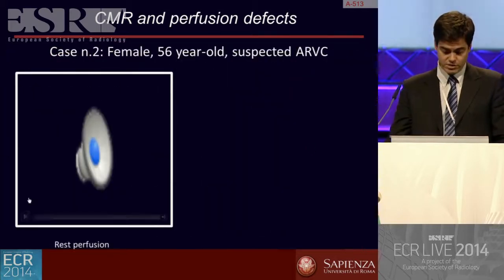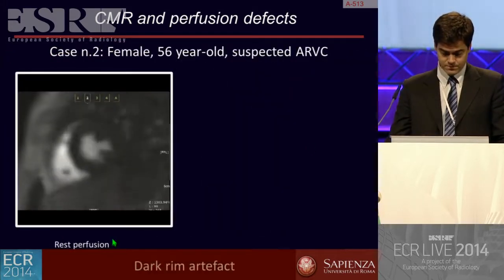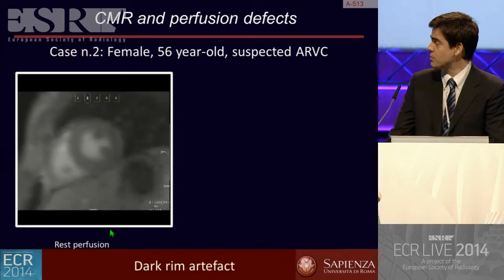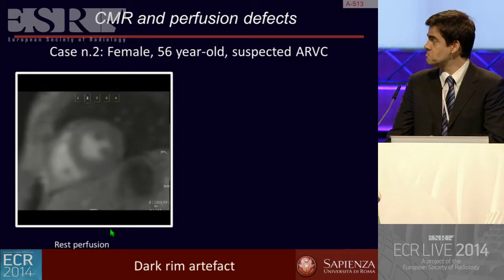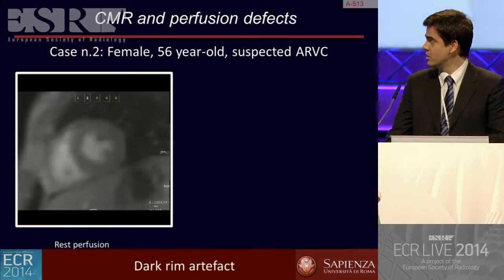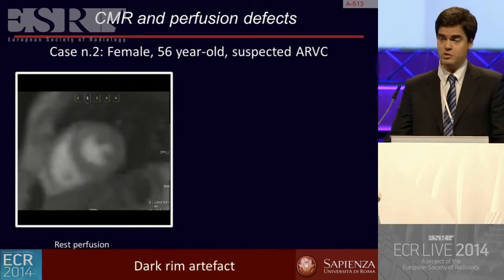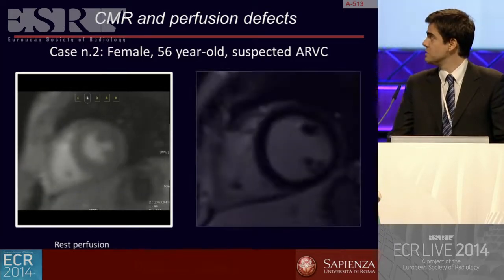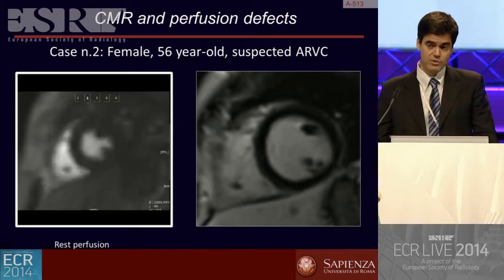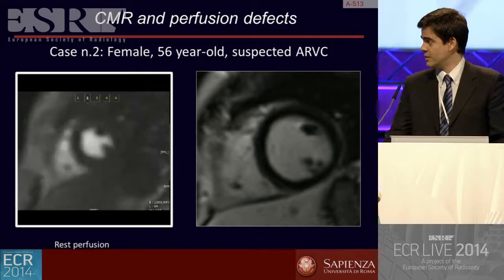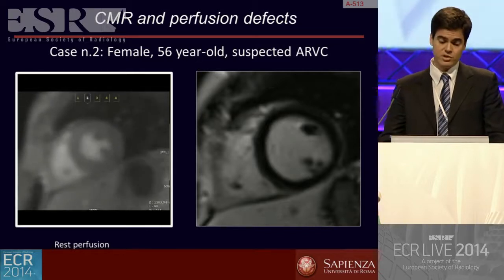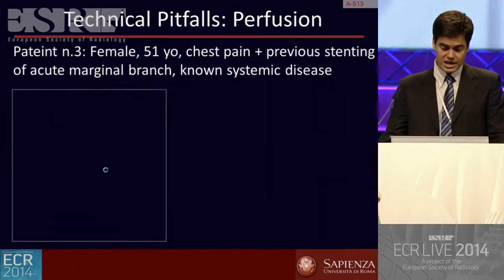So patient number 2 here, it's a dark rim artifact. We were thinking, and we have daily cases like this, of this tiny, subtle, hypointense area located within the lateral wall of the left ventricle, which is absolutely nothing. It was a suspected arrhythmogenic right ventricular cardiomyopathy, one of the 99.9% of negative cases that we see. Of course, this is not a perfusion defect.